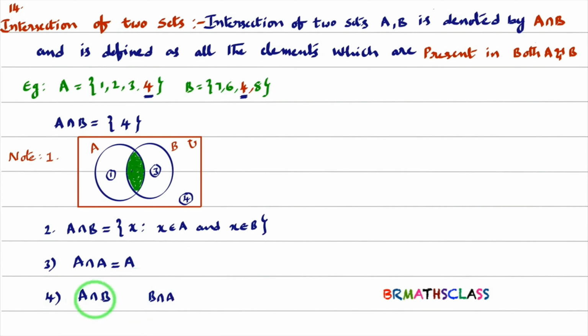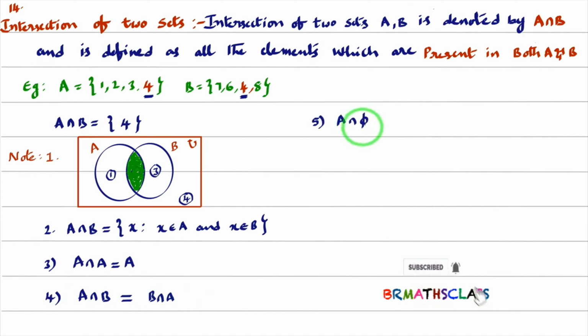What will you say about A intersection B and B intersection A? A intersection B means all the elements which are present in both A and B. B intersection A means all the elements which are present in both A and B. We can easily understand that those two are equal. A intersection B is the same as B intersection A.